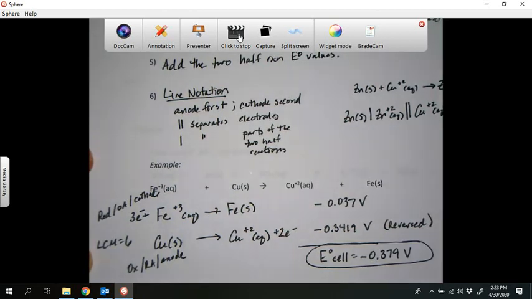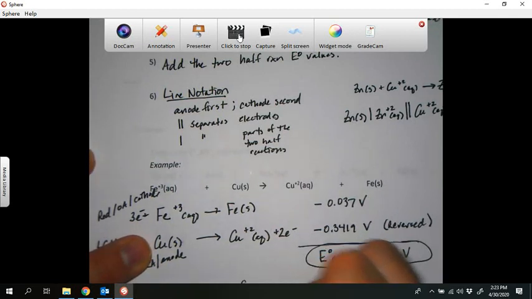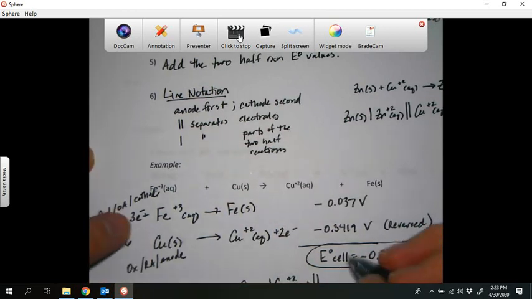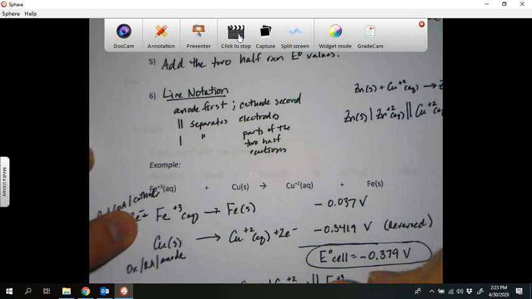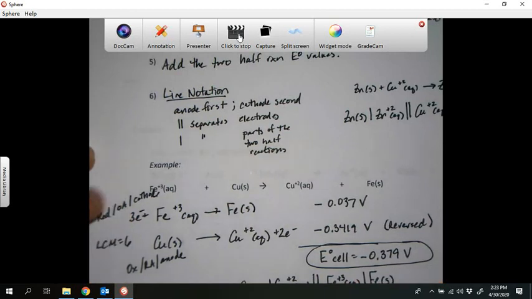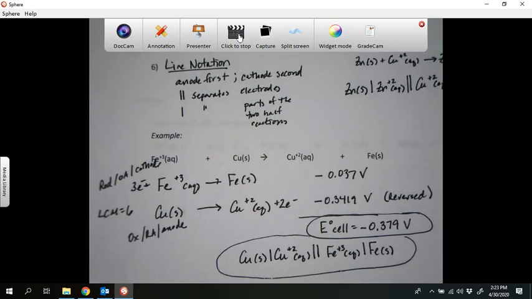The last thing that I'll do is write the line notation. We write the anode first, which is the copper. So copper solid, single line, copper plus 2 aq. Double line to separate the anode and cathode. Then Fe plus 3 aq, single line, Fe solid. So there are our two answers plus our labels over here. You should have everything you need to complete our first worksheet, which is the standard reduction potential worksheet.